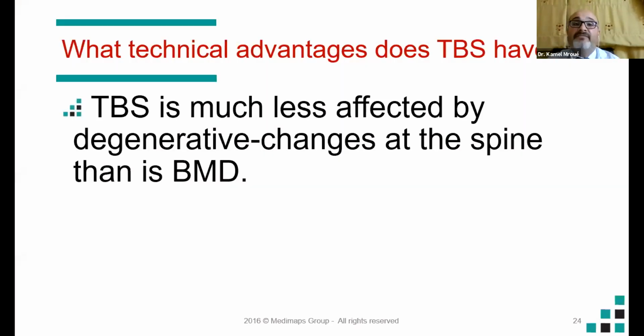Do we have technical advantages with TBS? Yes. As you well know, we have a problem with the degenerative changes on the lumbar spine when we are measuring bone density there. Data have shown that TBS is much less affected by these changes as compared to the bone density.